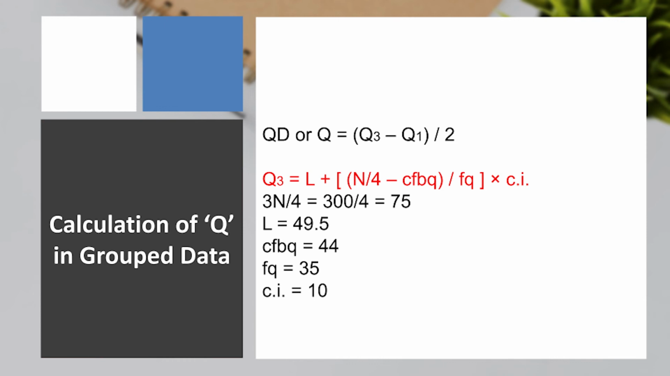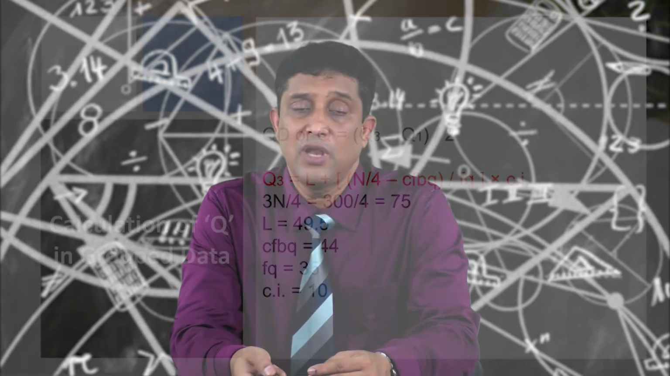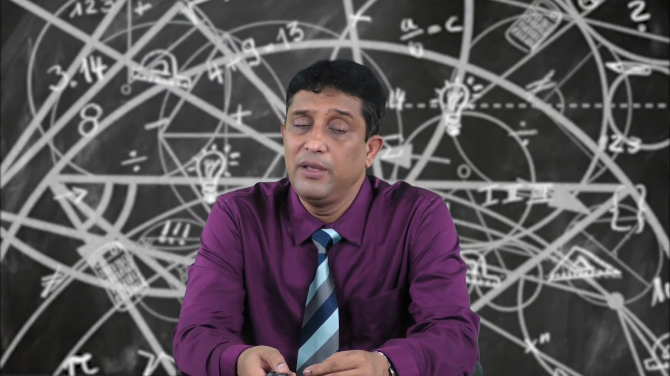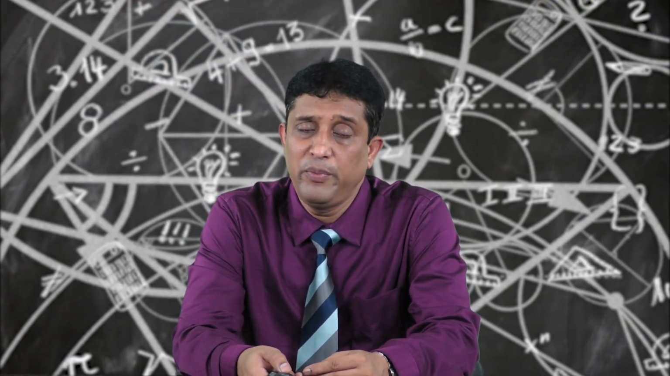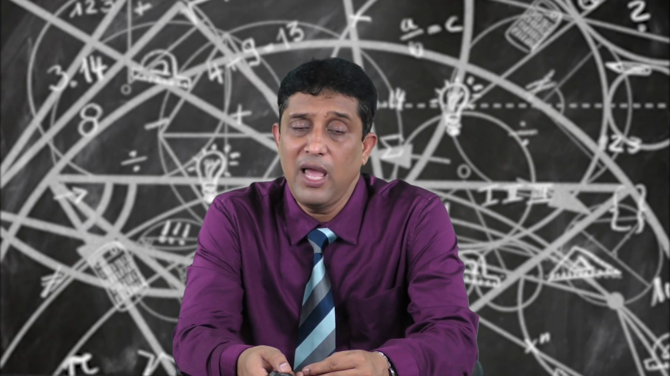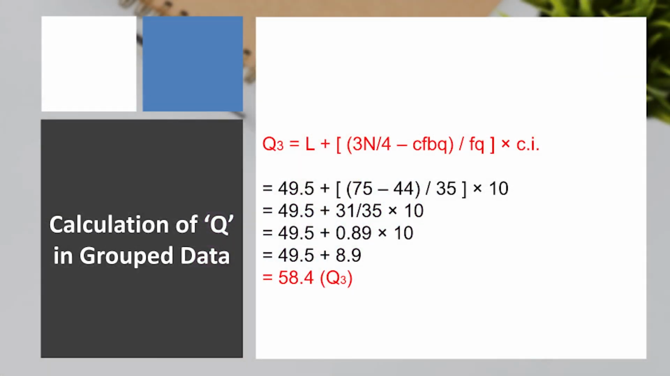Then the cumulative frequency below the third quartile class is 40, the frequency of the third quartile class is 35, and the size of the class is 10. So now you see only values have been incorporated in the formula, and calculation has been done, and now you can say that the third quartile is 58.4.